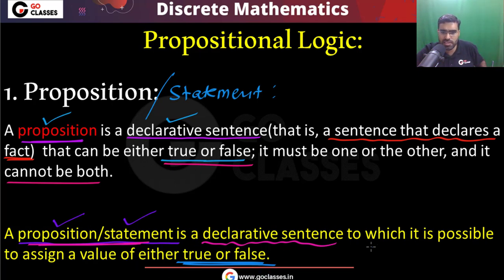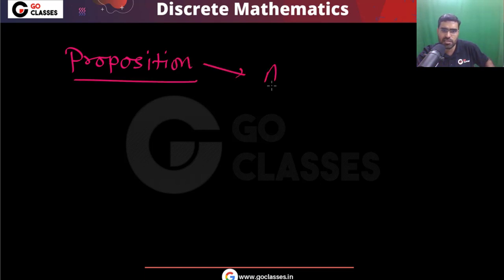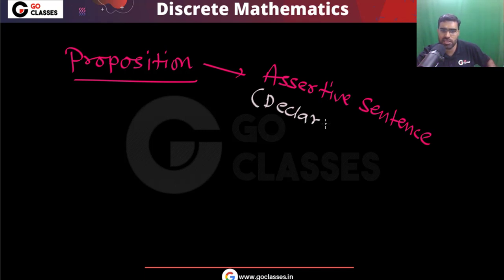Please understand that this is a declarative sentence to which it is possible to assign either true or false. With examples, this will be clear. What I am telling you is very simple: a proposition is just an assertive sentence, or a declarative sentence. Either you can call it assertive or you can call it a declarative sentence.